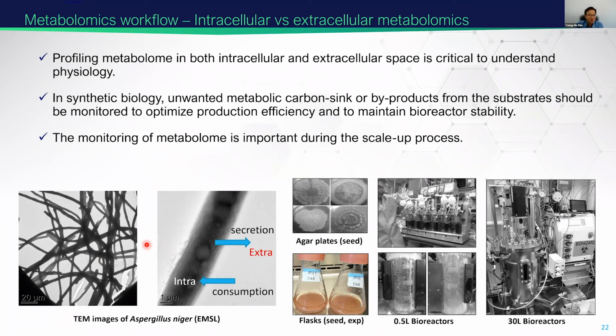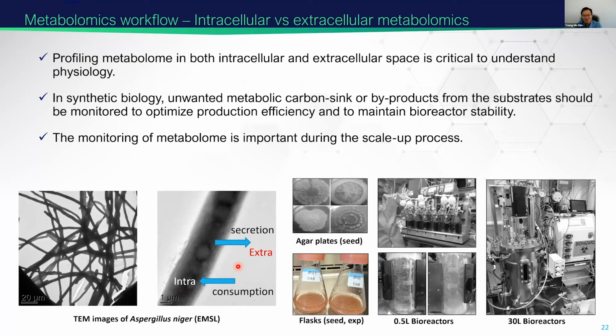So these are TEM images that we recently got from EMSL of Aspergillus niger. This is a filamentous fungus, and we can see its structure. This is a 20 micrometer scale bar, and this is a 1 micrometer scale bar. We see something happening inside. These might be some small sub-organelles inside the fungus, and they secrete something to the outside. Also, they consume glucose or other nutrients to grow, and a lot of metabolism is happening inside.